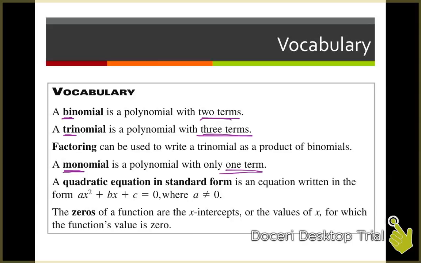You can see there again our definition for the quadratic equation in standard form, which we saw last lesson. And they're telling us that zeros of a function are the same thing as the x-intercepts if we were to graph the function. They're also simply the values of x that would end up making our function equal to 0.